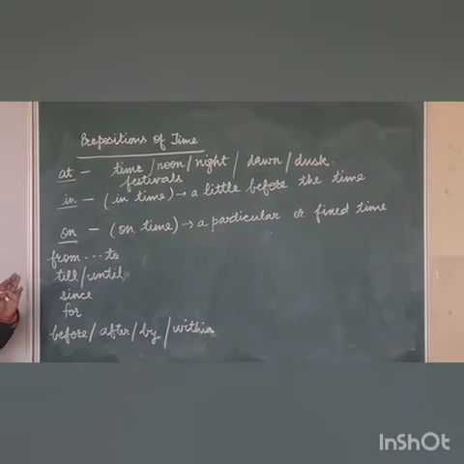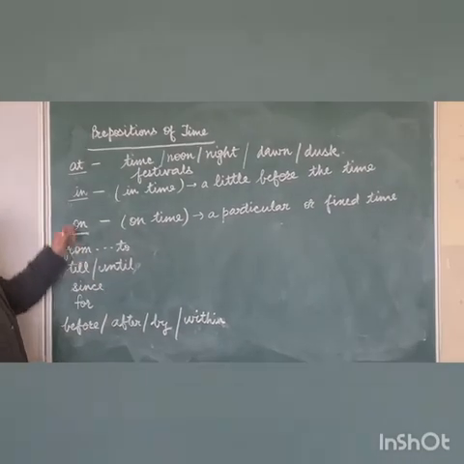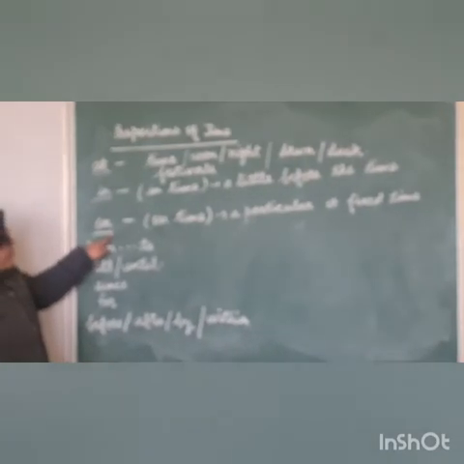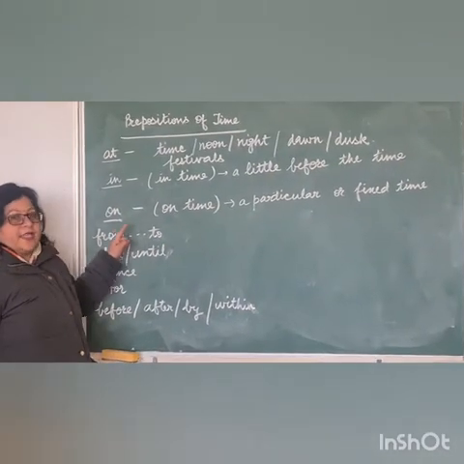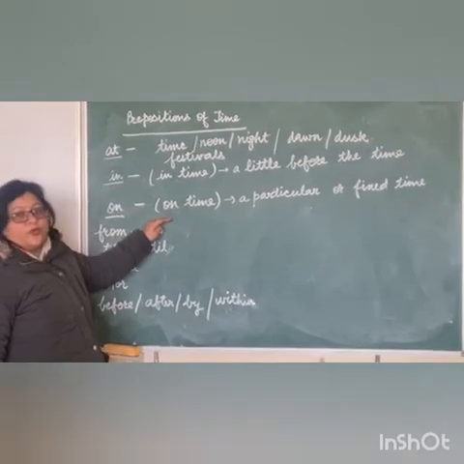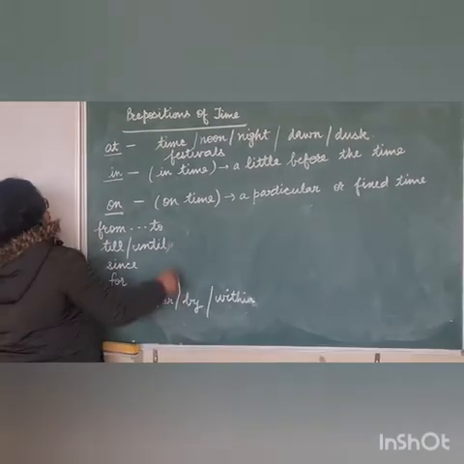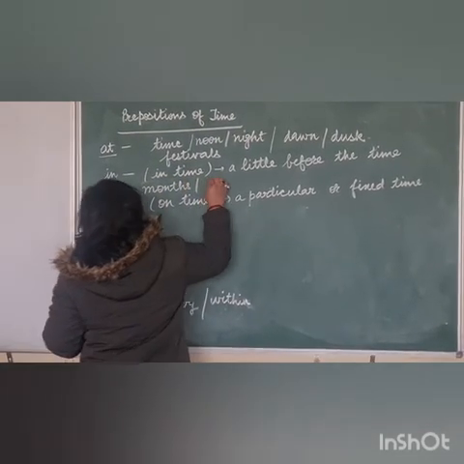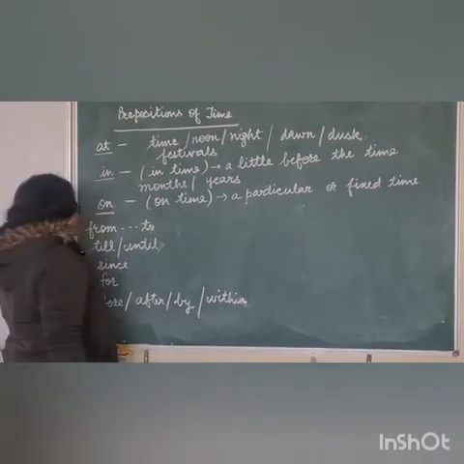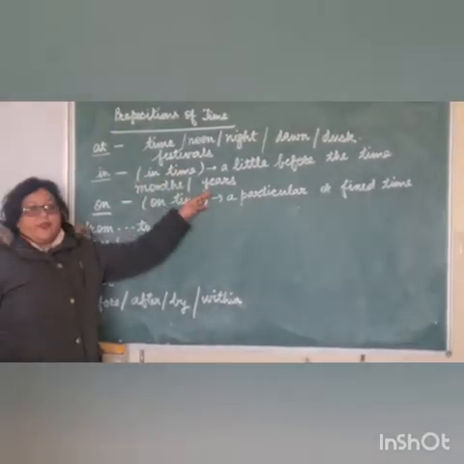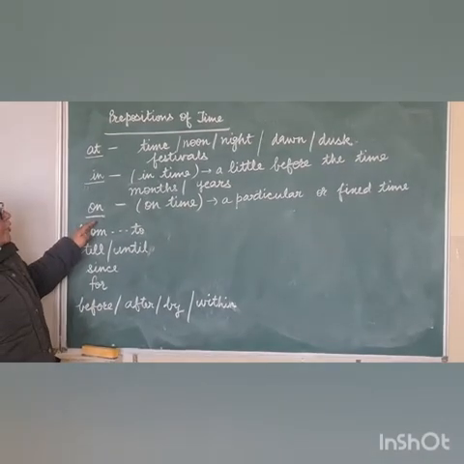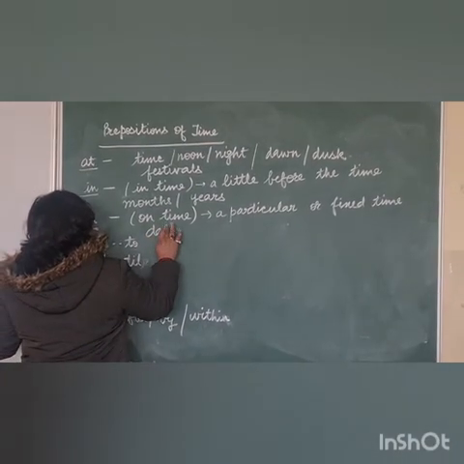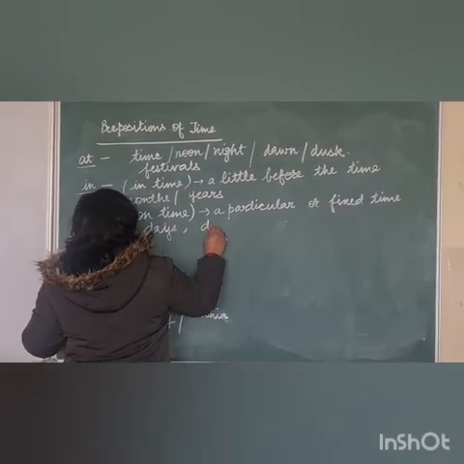कि आपको स्कूल टाइम से थोड़ा सा पहले आना चाहिए. So we say you should reach the school in time. And जो हमारी स्कूल बेल है वो फिक्स टाइम पर होती है. So we say the bell rings on time. Secondly, in is used to indicate the months and years. In the month of February, in 1947, we use in, and on is used to indicate particularly the days, dates.